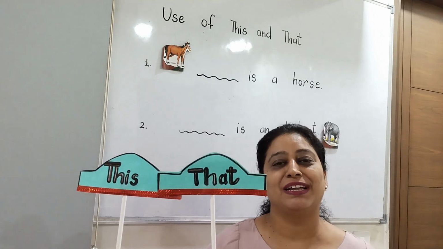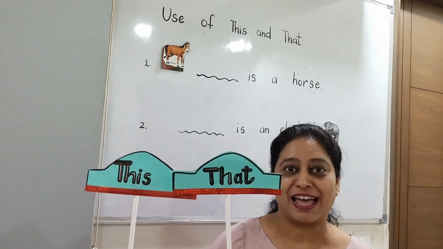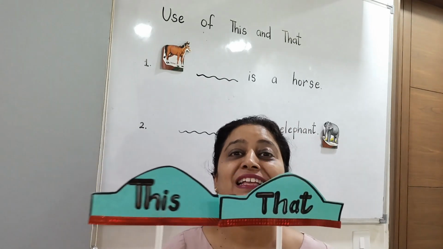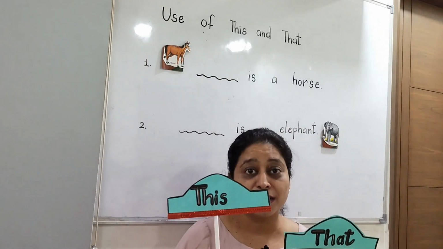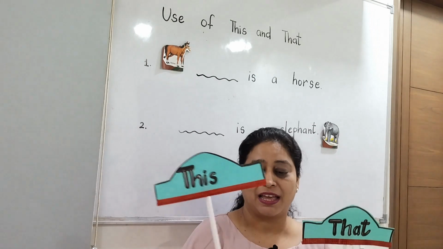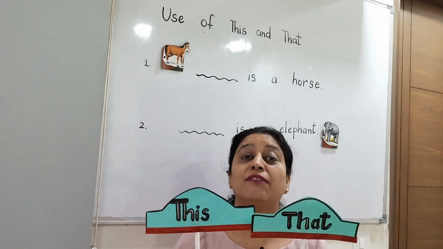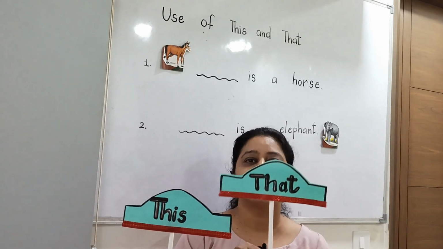Today we are going to learn about the use of this and that. So let's get started. This and that are called demonstratives. If the thing is near to us, we will use this. If the thing or noun is far away from us, we'll use that.